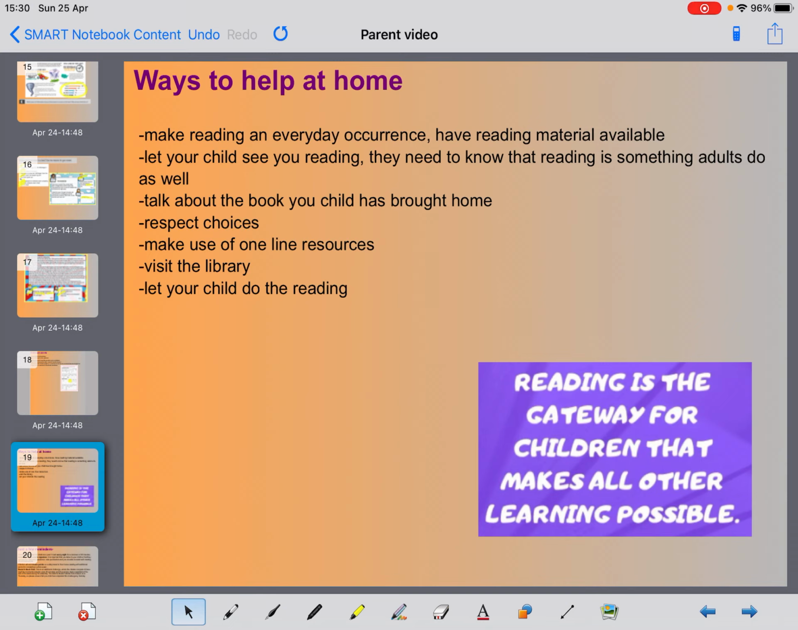Talk about the book your child has brought home. Respect their choices. If they are interested in a certain theme, let them read those types of books and then slowly introduce a different genre. Make use of online resources. Visit the library. Let your child do the reading. When you are cooking a new meal, let them read you the recipe. If you're out on a walk, ask them to read you the street names. Just little bits of reading here and there will help them as well.